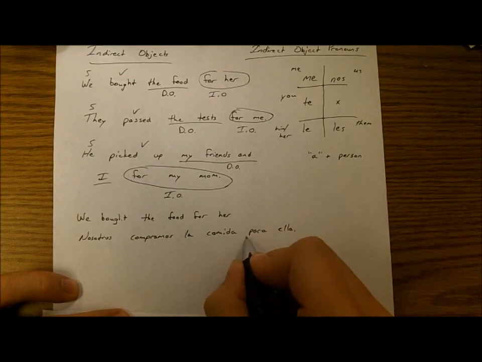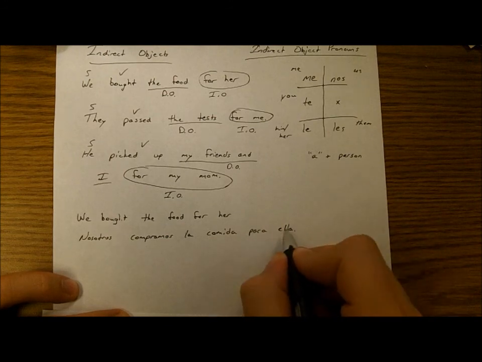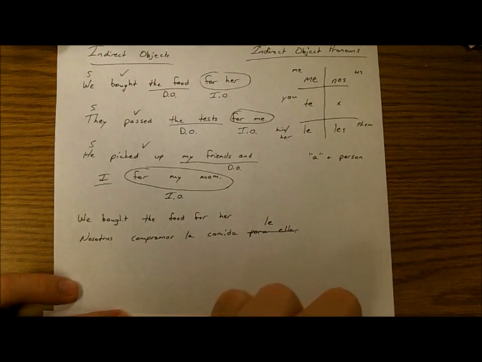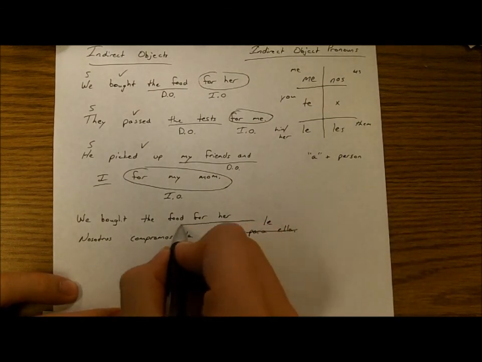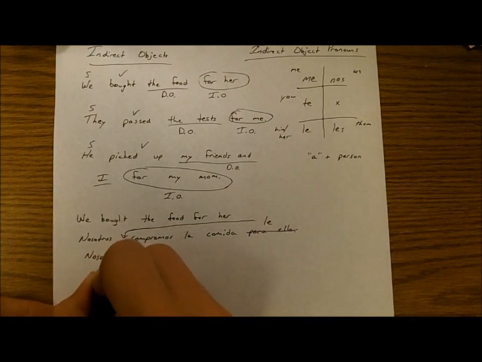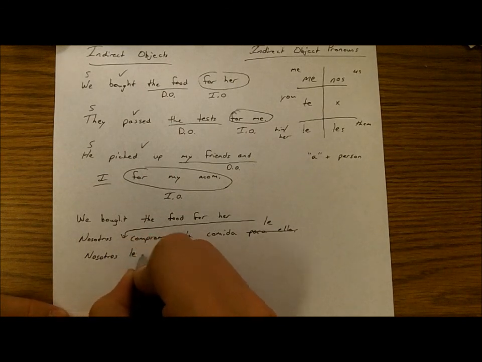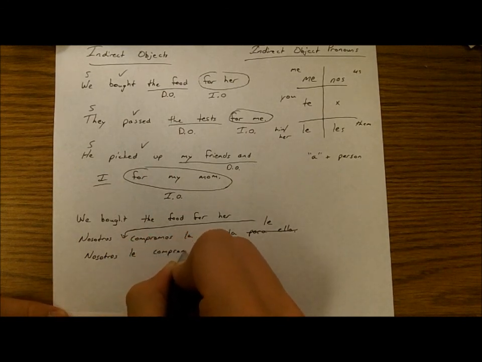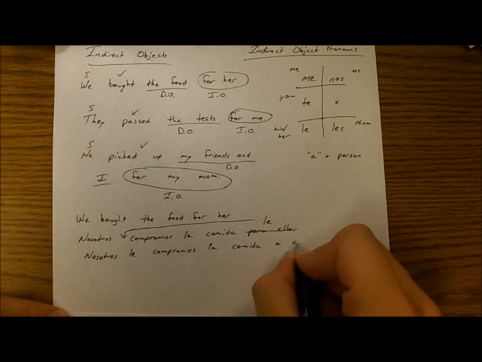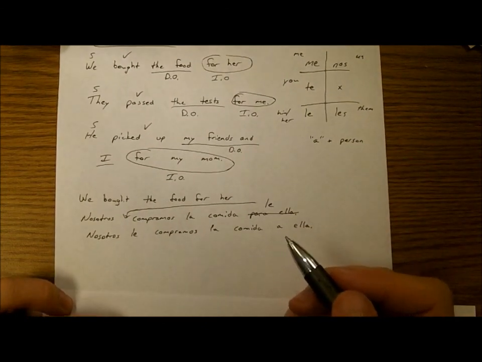So what we want to do is get rid of this para ella. We know ella is a her, so we can cross that off and put a le. Now remember, we have to move this le over to here. So, nosotros le compramos la comida a ella. See how I put the a ella at the end of the sentence in order to clarify that the le was referring to ella.